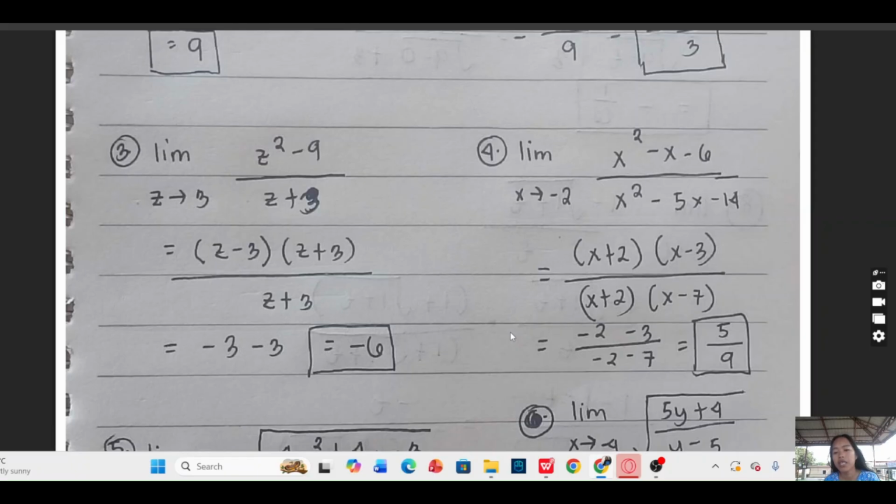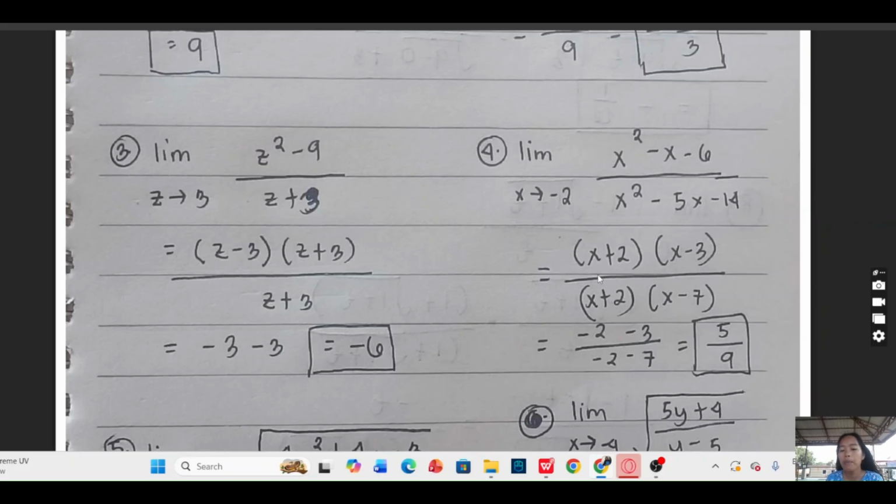We have the limit of x squared minus x minus 6 all over x squared minus 5x minus 14 as x approaches negative 2. So again, x squared minus x minus 6 can be expressed as the quantity of x plus 2 times x minus 3, and the denominator, x squared minus 5x minus 14, can be expressed as x plus 2 times the quantity of x minus 7.